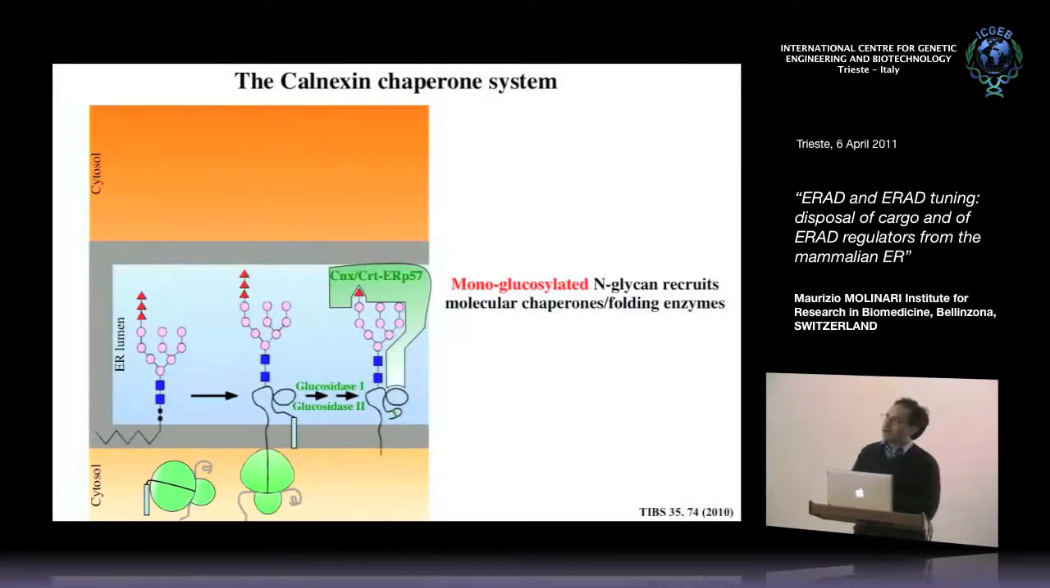So rapidly, after addition of the sugar, two enzymes, the glucosidase 1 and the glucosidase 2, remove the two outermost glucose residues, so that you have a monoglucosylated sugar appended to a protein. And this monoglucosylated sugar recruits folding enzymes and chaperones. For example, calnexin, calreticulin, and ERP57. And these are the proteins that work on the newly synthesized polypeptide to help maturation, the attainment of the native conformation.